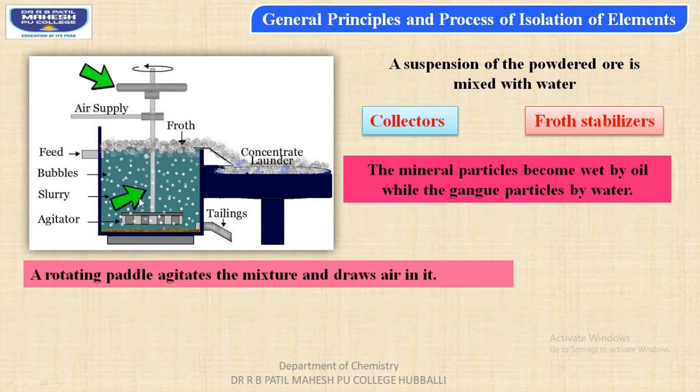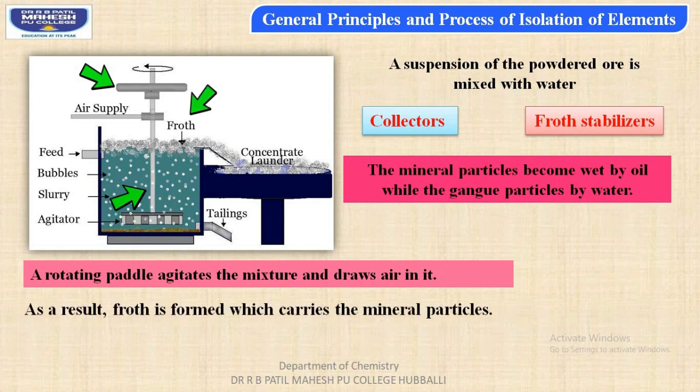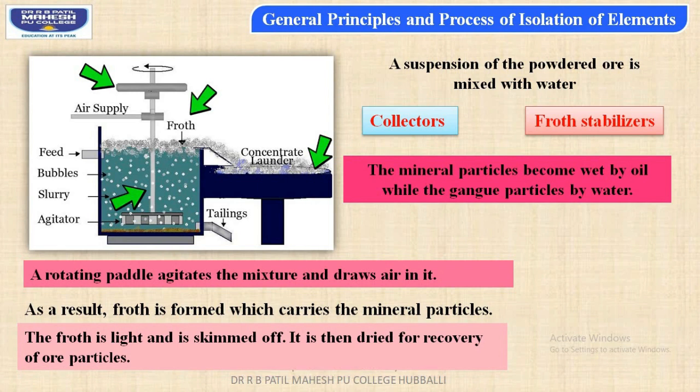In the second step, the mineral particles become wet by oil, while the gangue particles by means of water. A rotating paddle agitates the mixture of ore, water, collector and the froth stabilizer. So this mixture would be agitated by rotating paddle and draws air within it. As a result, froth is formed which carries only the mineral particles. And finally, students, the froth is lighter in weight and can be easily skimmed off. It is then dried for the recovery of ore particles.